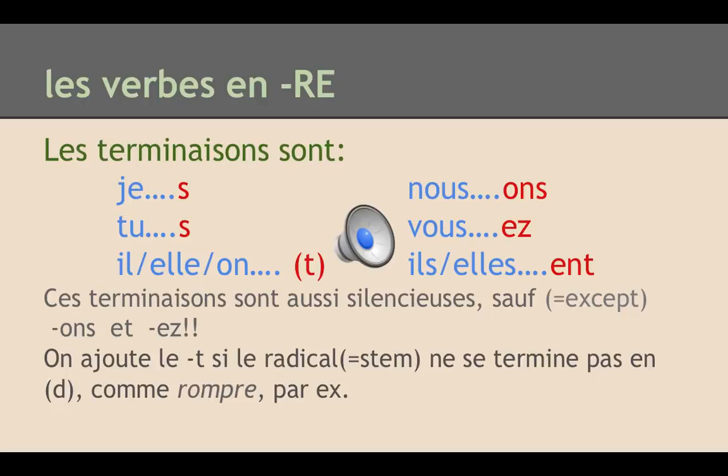So if it's a P, for example, like in the verb rompre, and you take off the RE and you end with a P, even though you don't pronounce that P, you still have to add a T, a silent T on the end. So that you get a silent P and a silent T together. For D's, you don't do that, but for anything else, you do. So that's something to keep in mind. Remember that the singular endings are silent, so is the ENT, although it does make you pronounce the consonant, but the ONS and the EZ you must say.